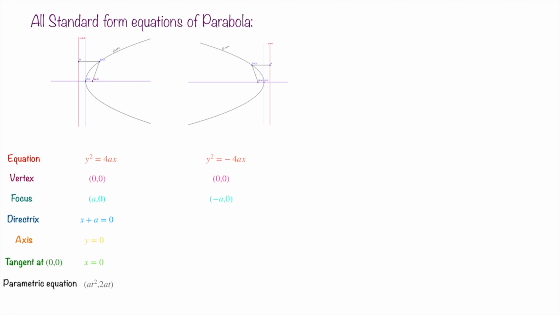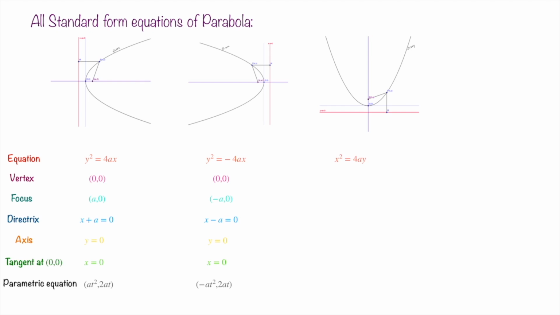Focus is minus a comma 0 and directrix is x minus a equal to 0, which is a vertical line, and axis again x-axis whose equation is y equal to 0 and tangent at vertex is y-axis whose equation is x equal to 0. Now this time parametric equation going to be x equal to minus at square, y equal to 2at. Fine. Next, this is a parabola whose equation is x square equal to 4ay.